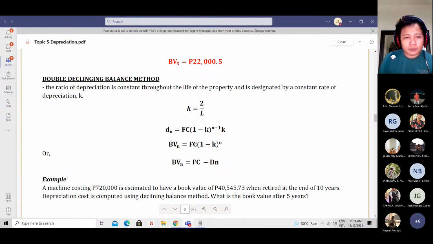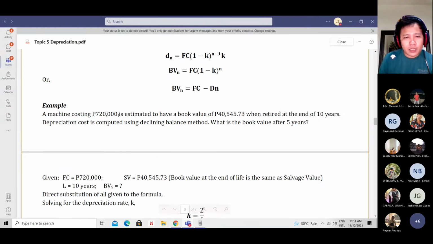Example: a machine costing 720,000 pesos is estimated to have a book value of 40,545.73 pesos when retired at the end of 10 years. Depreciation cost is computed using the declining balance method. Correction, using the double declining balance method. What is the book value after 5 years?